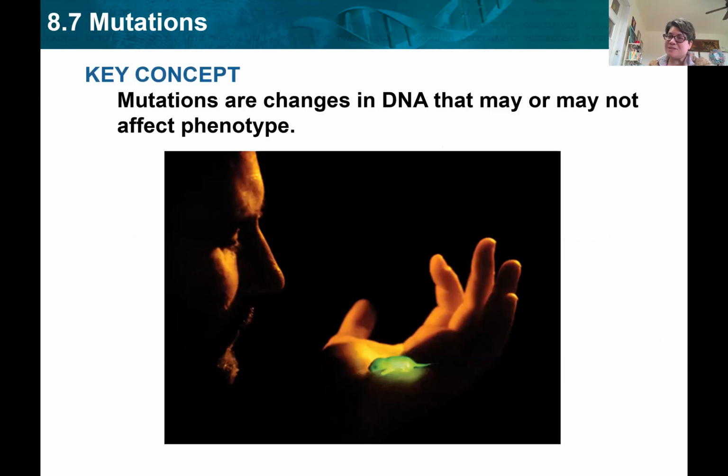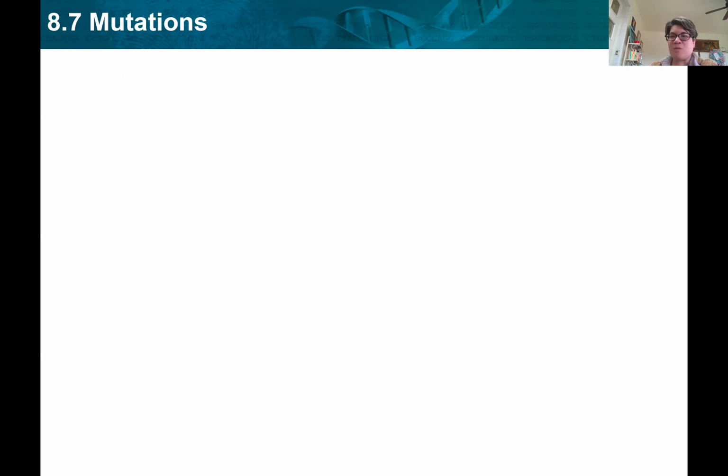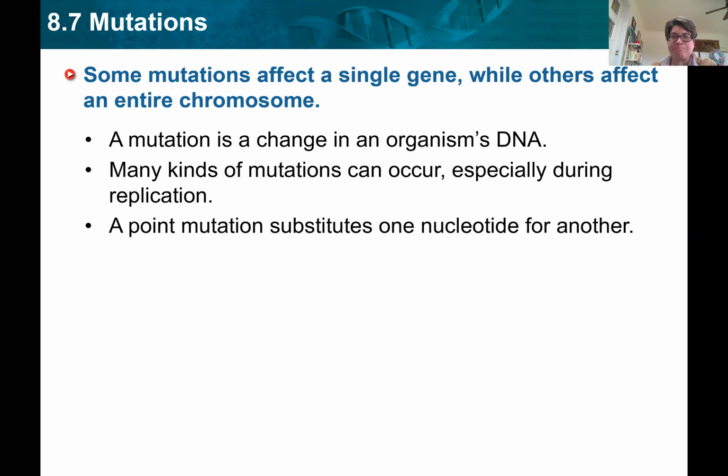Okay, so that was section 6. Section 7 finally is mutations. So how can some things go wrong and how can we form mutations? Some mutations can affect just a single gene, and some can affect a whole chromosome.